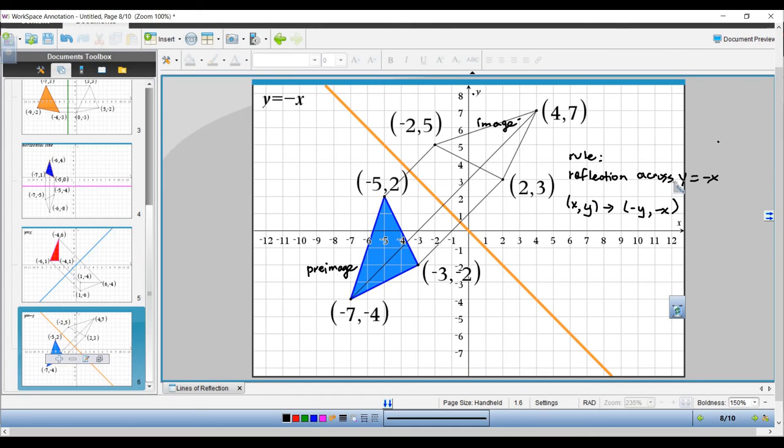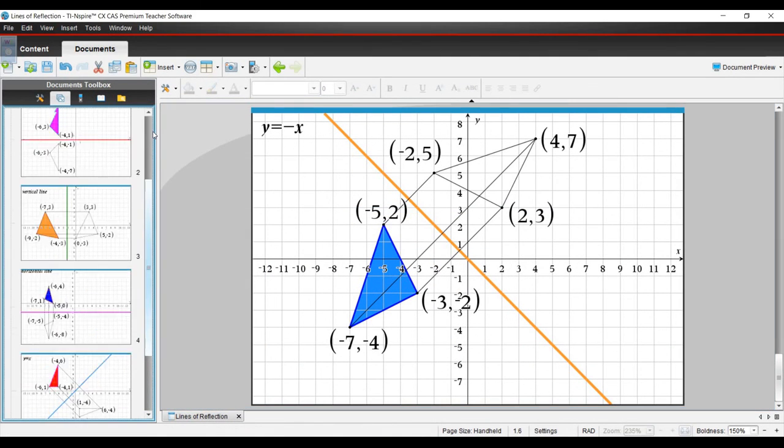So when you reflect over the line y equals the opposite of x, you switch them. (x, y) becomes (y, x), but then you have to make them opposite. So the actual rule is any ordered pair on the pre-image, (x, y), becomes the opposite of y and the opposite of x. All right, so I sure hope that was helpful for you.